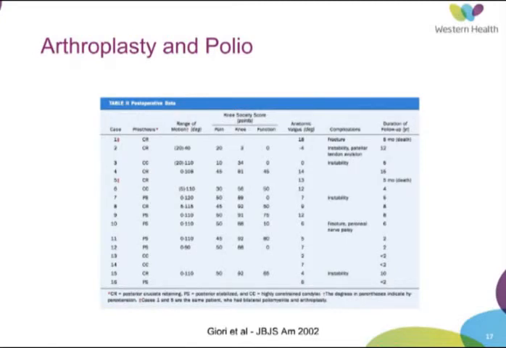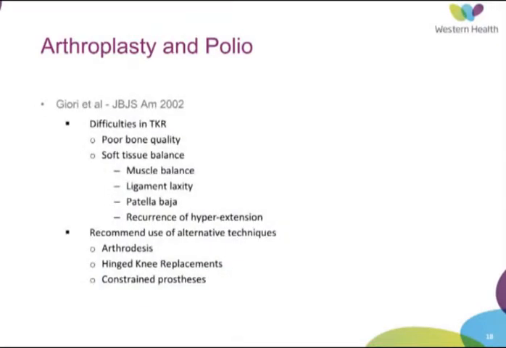So the difficulties they found was that it was poor bone quality. And this is, again, that disuse osteopenia and things from a lifetime of poor mobility. They highlighted the importance of soft tissue balance at the time of the procedure in terms of muscle balances. They had significant problems with ligament laxity, again, because of a lifetime of joint deformities. Patella baja made the exposure quite difficult, they commented. And they found that even those patients that were well balanced after the initial surgery, even in that short 2-year follow-up, there was a recurrence of hyperextension despite the use of their constrained and their posterior stabilized prostheses.